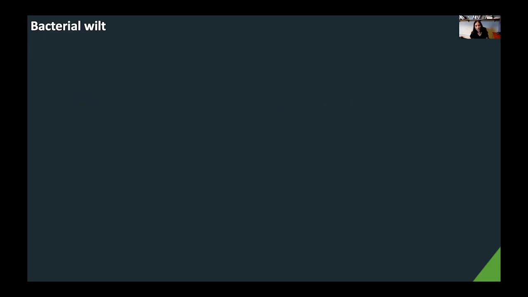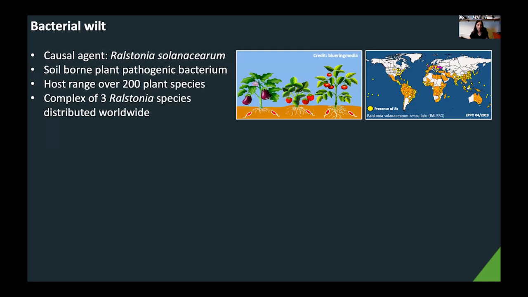So the major disease that we study is called bacterial wilt, and it is caused by a soil-borne plant pathogenic bacterium called Ralstonia solanacearum. Ralstonia has a very wide host range. It infects over 200 plant species, and it is found throughout the world. It thrives in really hot, humid regions, like you can see here. And it's a very diverse pathogen. So it's actually 3 different species that are distributed worldwide.